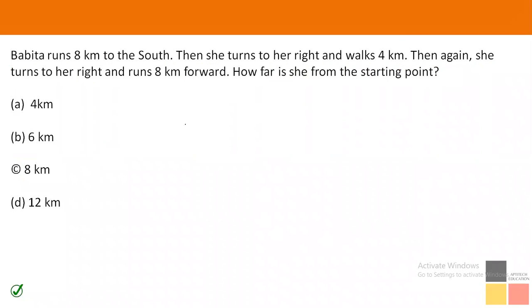Now, next one. Babita runs 8 kilometers to the south. Then she turns to her left and walks 4 kilometers. Again, east, west, north, south, drawing for reference. Let this be the point from where Babita starts. 8 kilometers towards south, 8 kilometers towards down. Now she's turning towards her right. Going towards the right from this position, it is supposed to be towards this side if it is the regular right, but since she's facing south, her right is towards my left. She goes in this direction for 4 kilometers.